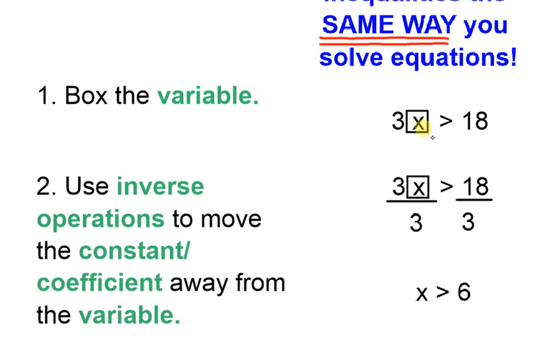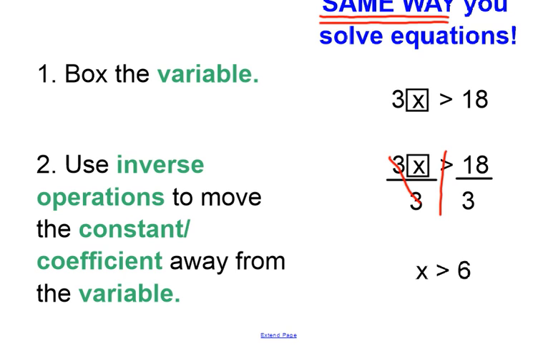Box the variable. It's being multiplied by 3, so we're going to do the inverse, which is division. So I'm going to divide by 3 over here. Whatever I do to the left, I do to the right. Divide by 3 over here. And the 3's cancel out. Instead of x equals 6, I just use the same sign that I had at the beginning of the problem. x is greater than 6. That is all there is to it. The only extra step is now that you have x is greater than 6, I'm going to want you to graph it.